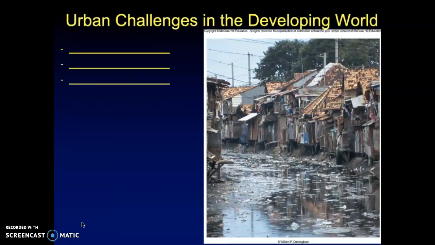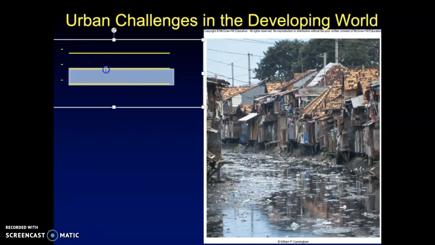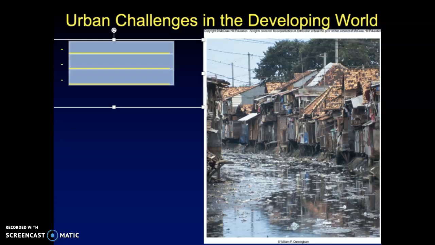Now, as developing countries continue to grow, their urban environments face some serious challenges. So let's take a look at the challenges that the developing world is facing with their urban environments.